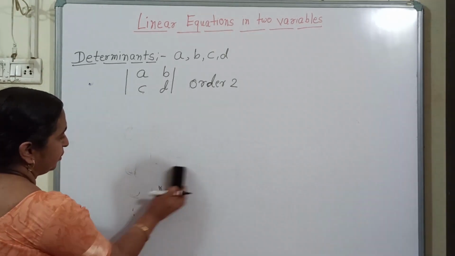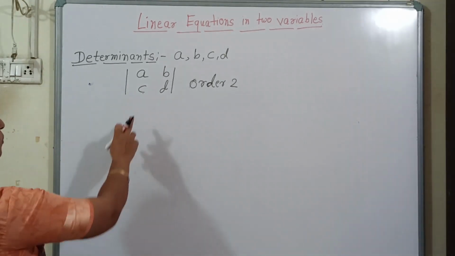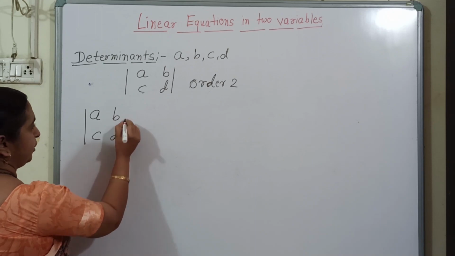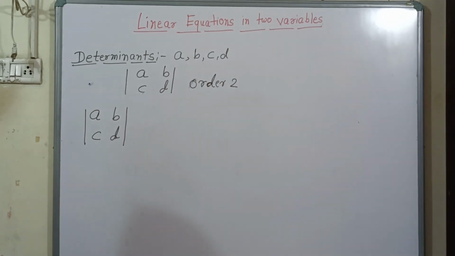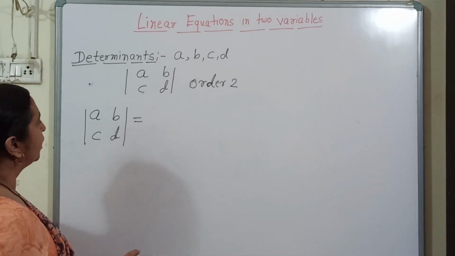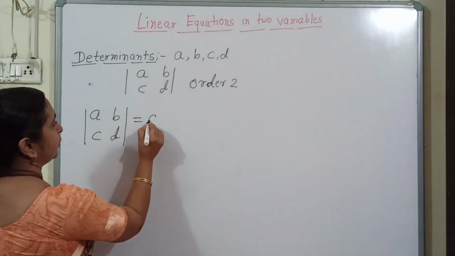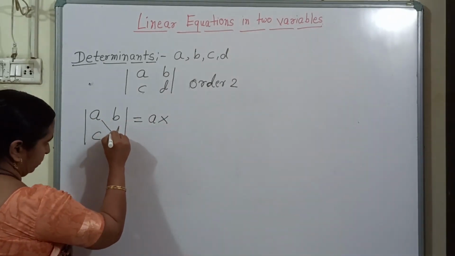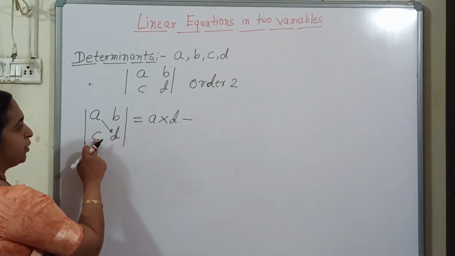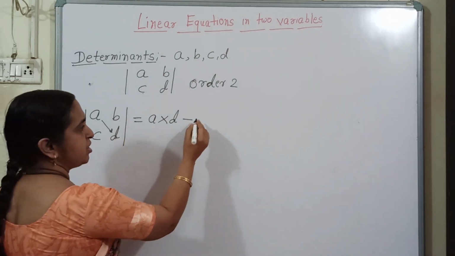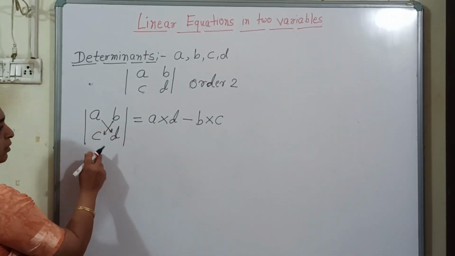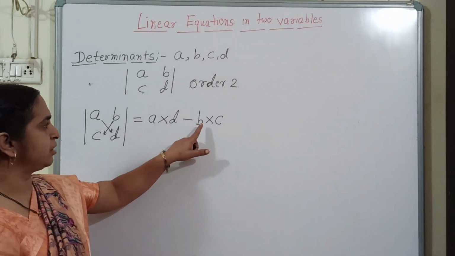Now we find out the value of determinant. Again we write the same determinant here, A, B, C and D. We write these 4 numbers in 2 vertical lines and we write the formula here. First we take this element A, into cross product D, then minus product of remaining 2, means product of B and C. Means value of this determinant is equal to A into D minus B into C.